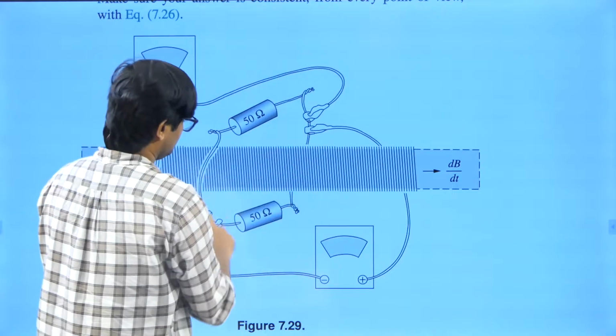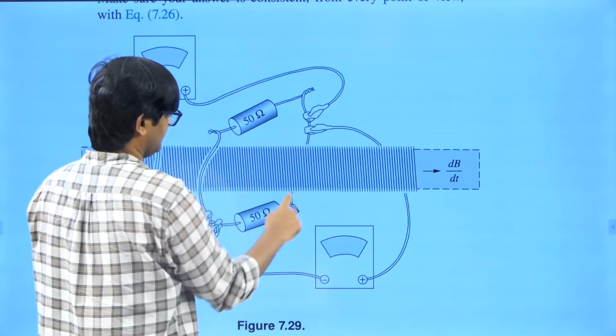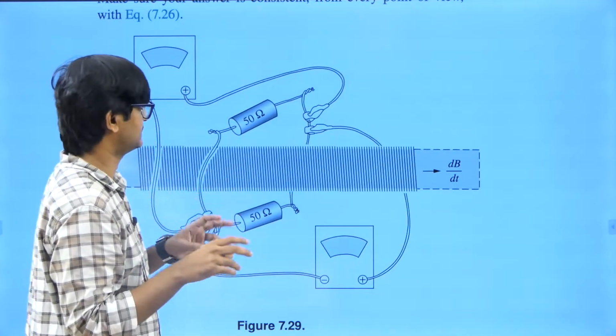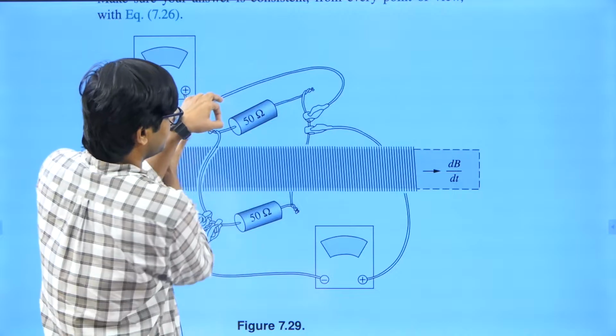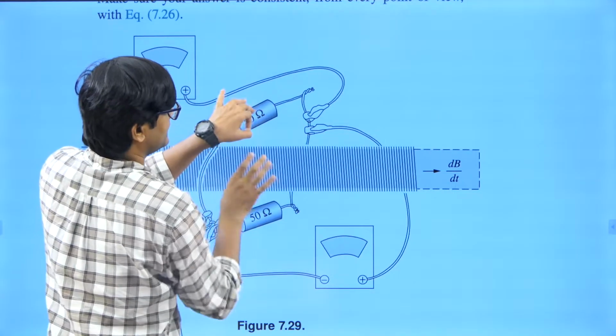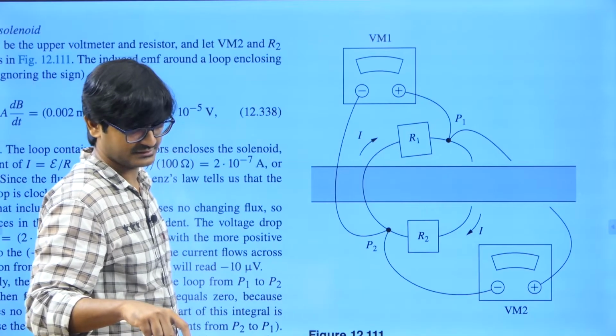current in this loop. If there are no voltmeters, then there is a loop here like this, right? 50 ohm and 50 ohm. Remaining all are resistance aspects, you can assume. So there is a loop like this. If the magnetic field is increasing, then the induced electric field will try to push the current in this direction, which has been represented here.